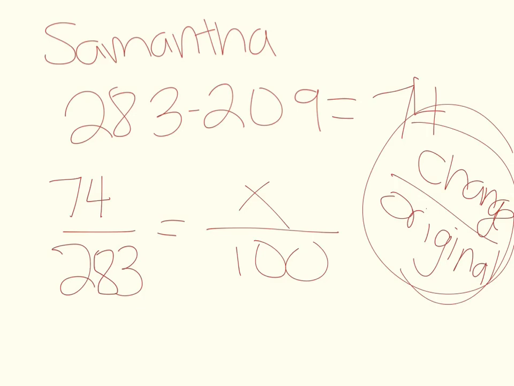So again, you could use this for any situation. You find the difference between the original and the ending. It could be for a price over the original, and then you have your percent over 100. Solve this like a regular proportion with your calculator. 74 times 100 divided by 283.